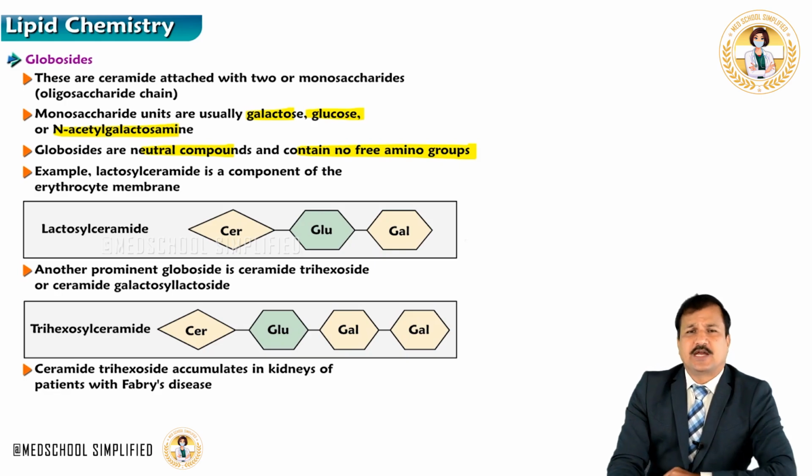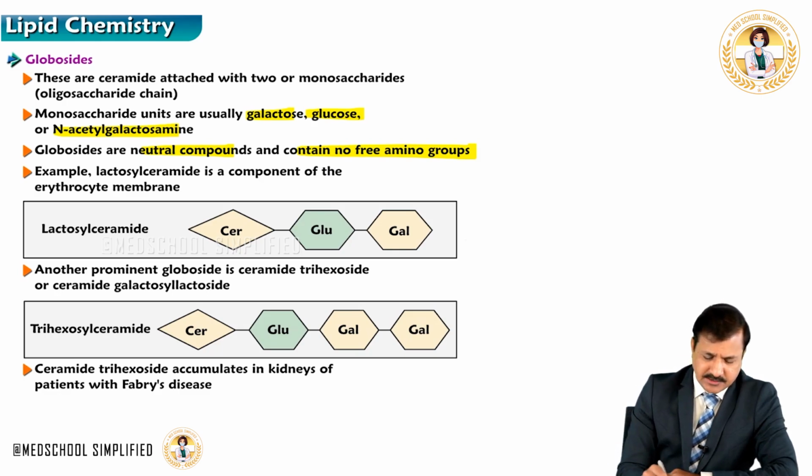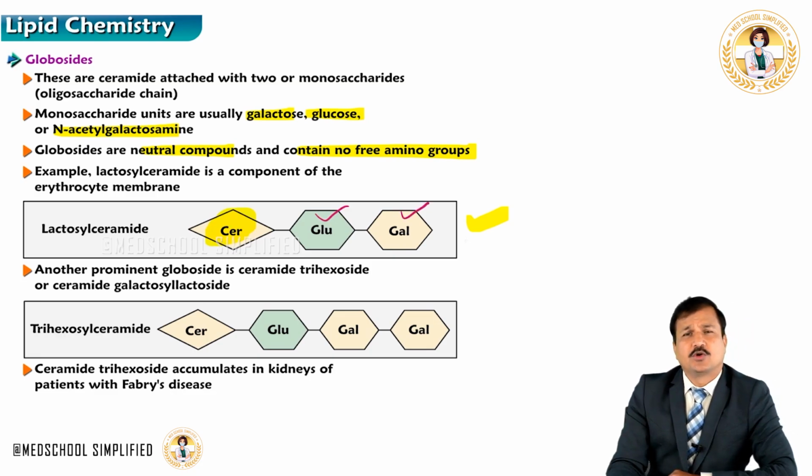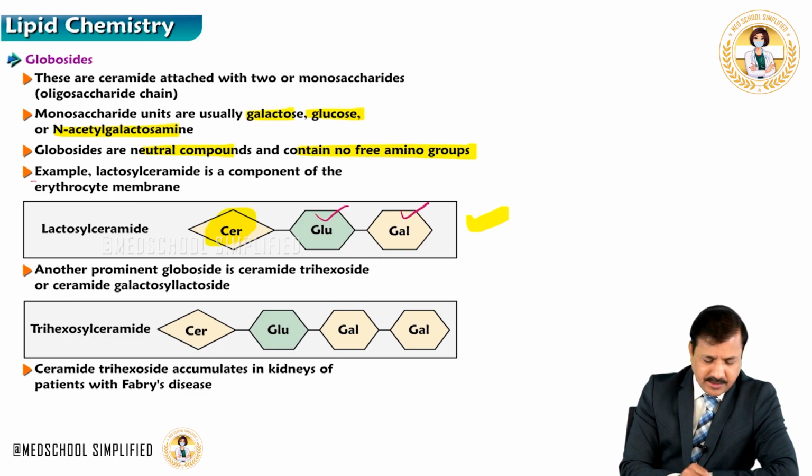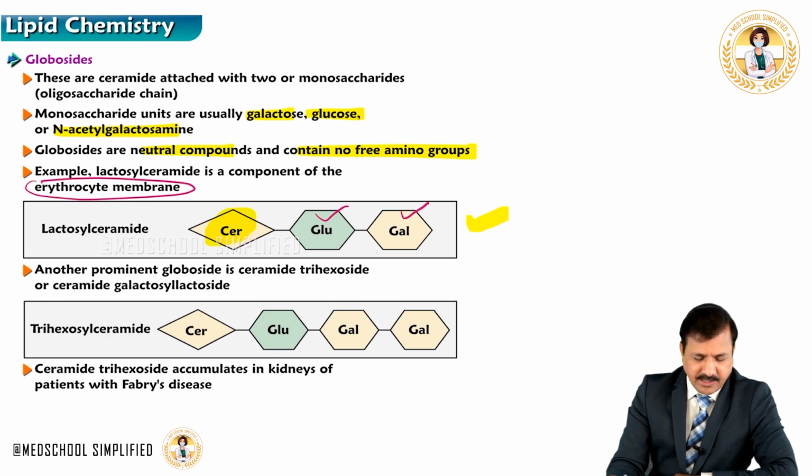Examples for globosides: we have lactosylceramide, that is glucose plus galactose attached to ceramide, as you see here in the figure. So ceramide is there, and to that glucose and galactose are attached. Glucose plus galactose is lactose, as you know. That's why it is called lactosylceramide. And this lactosylceramide is a component of the erythrocyte membrane.